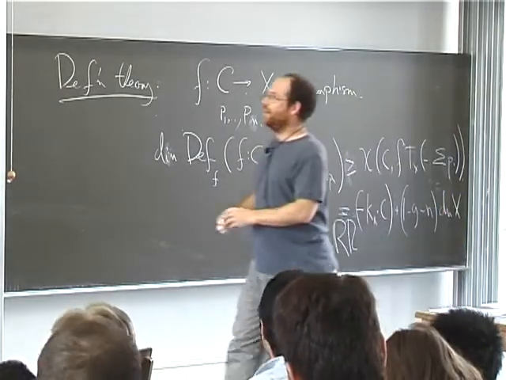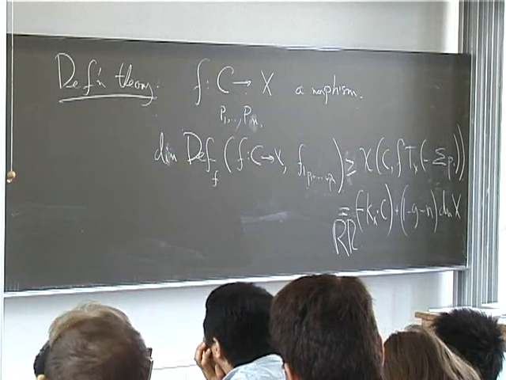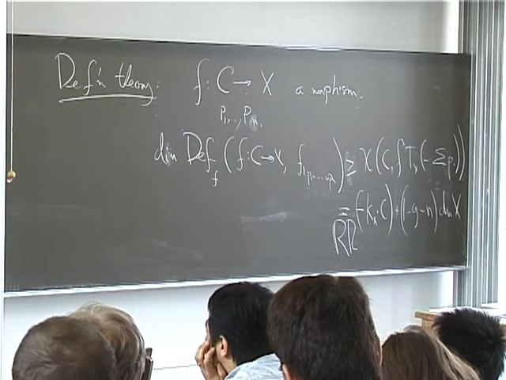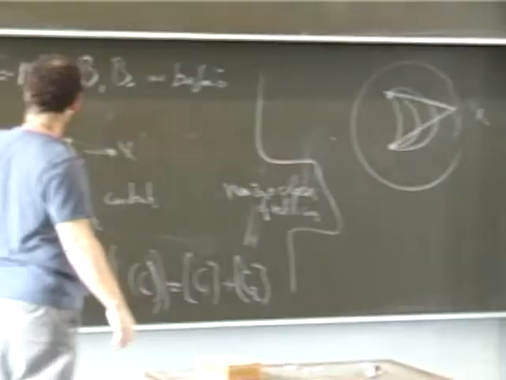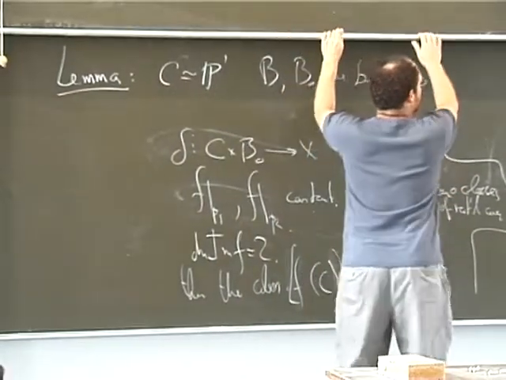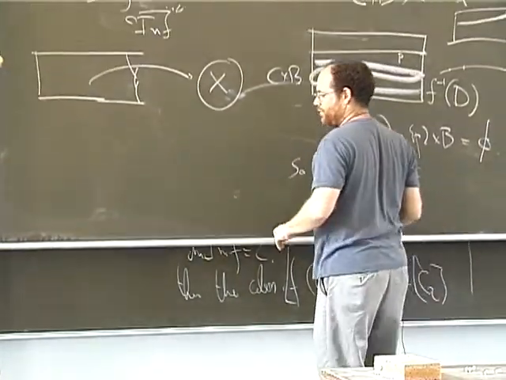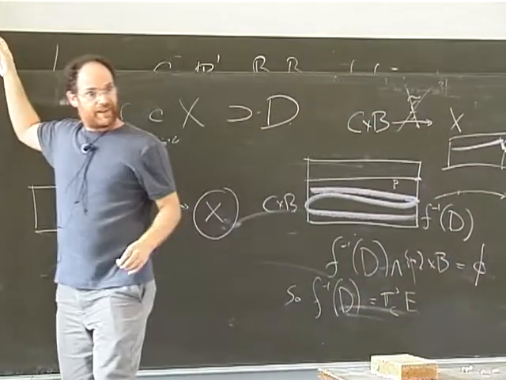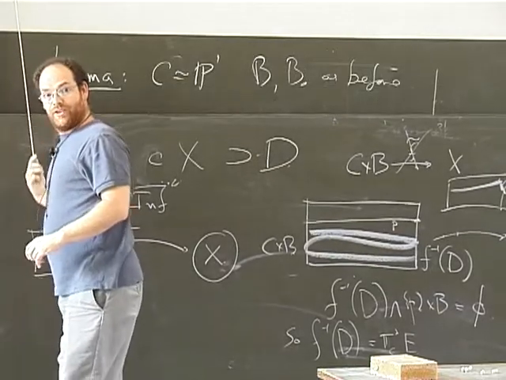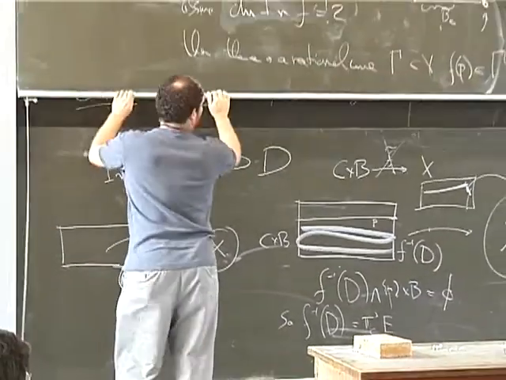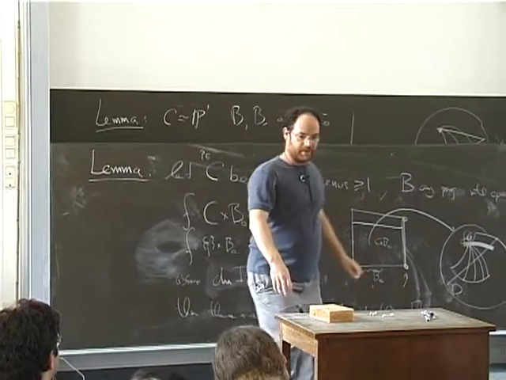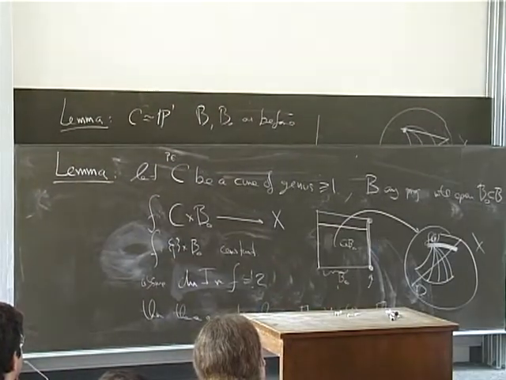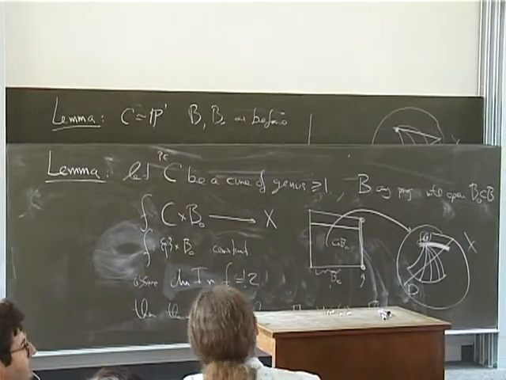So in particular, let's look at this lemma. I want to be able to say that maps that pass through 2 points have an image of dimension 2, and that will tell me that the curve will break in the rational curve case.